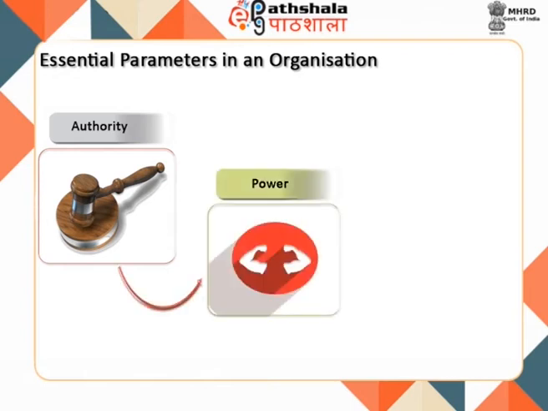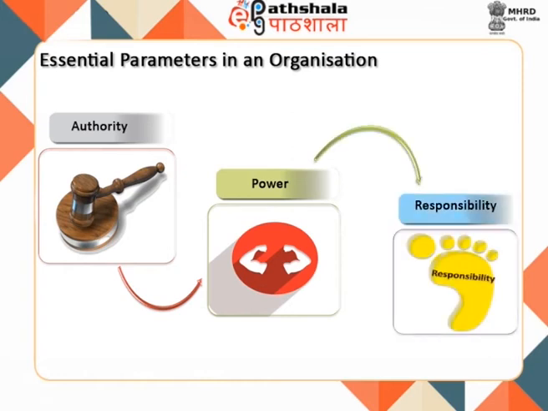Power. It is the capacity of an individual to influence the behavior of others to get the desired results and can be used to award punishment or reward. Responsibility. It implies the obligation to perform the duty. Authority is the right to give orders or command others to get the work done in the organization. It is a guide for others' action.